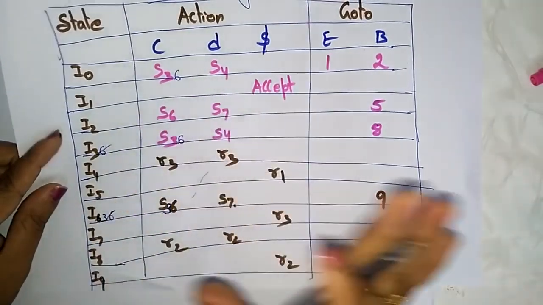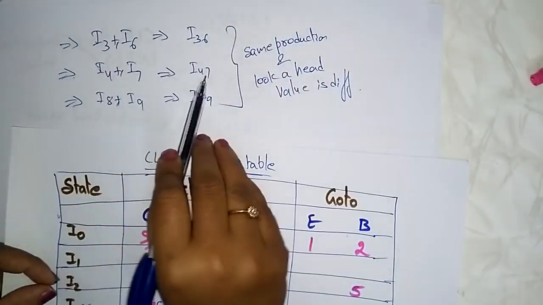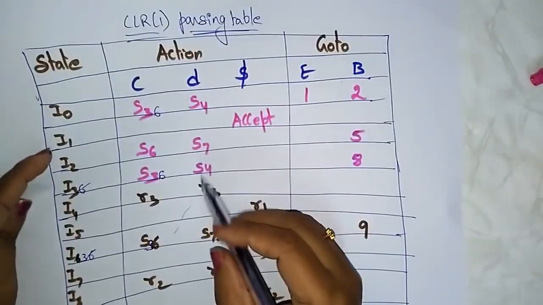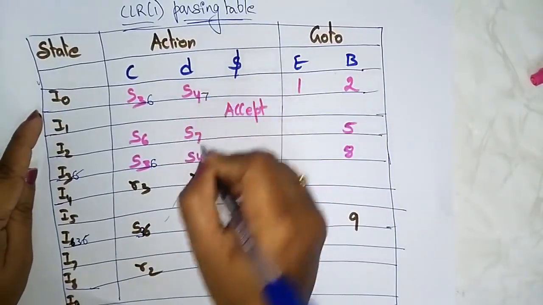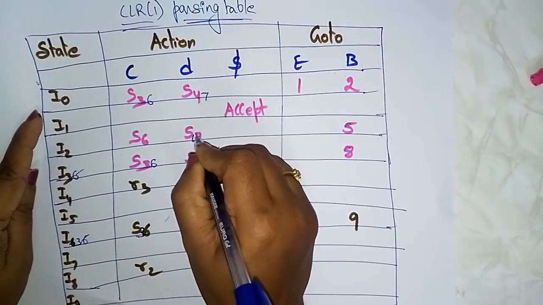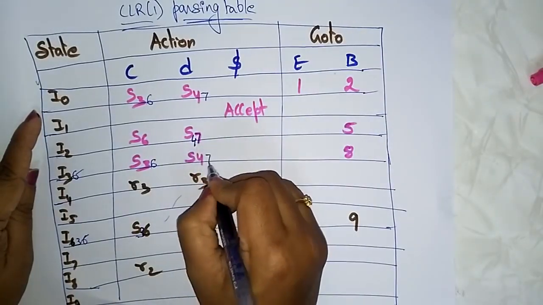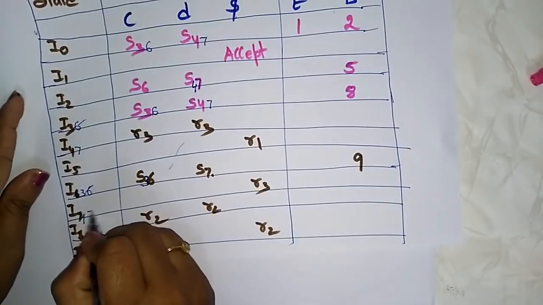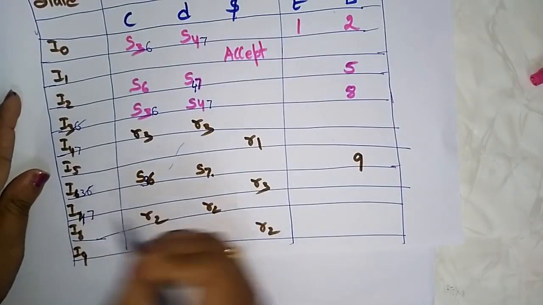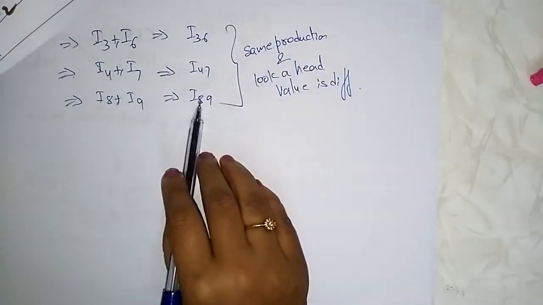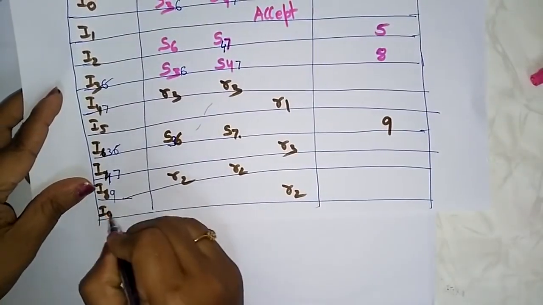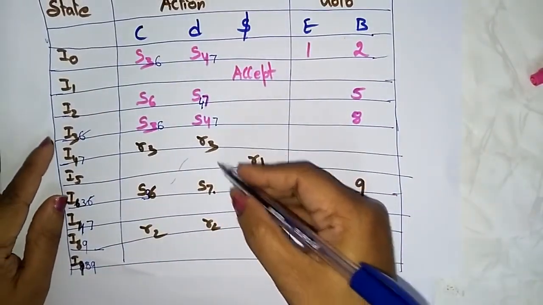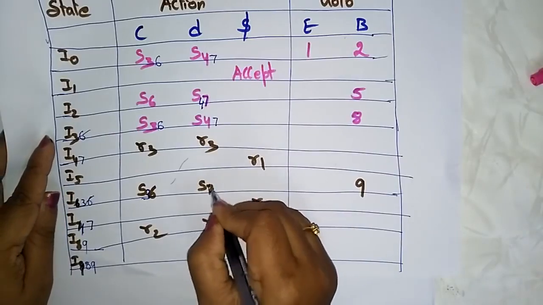Okay, so nothing else. Next, in place of I4 and I7, you need to write 4 and 7, you need to write 47. Okay, 47. So in place of here is 47. In place of I4 and I7, here also 47. Next, I8, I9. Just make it as 89. So here wherever S is there, here also 47.